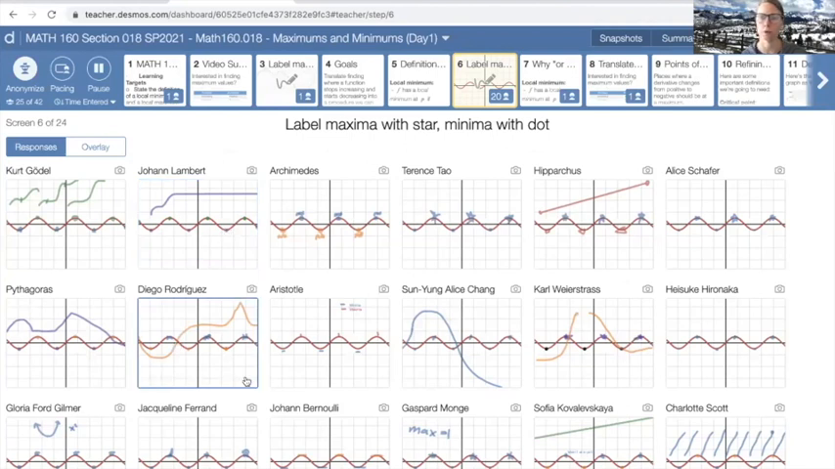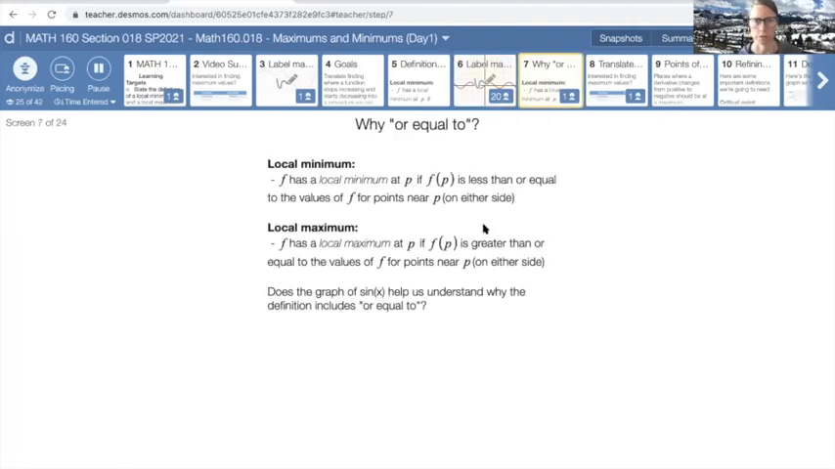So the question is no. I don't know if you have a very good answer as to why, but maxes and mins do not always have to be alternating. So don't get yourself caught in that thing. Okay. All right, we're going to come back to Pythagoras here in just a second.